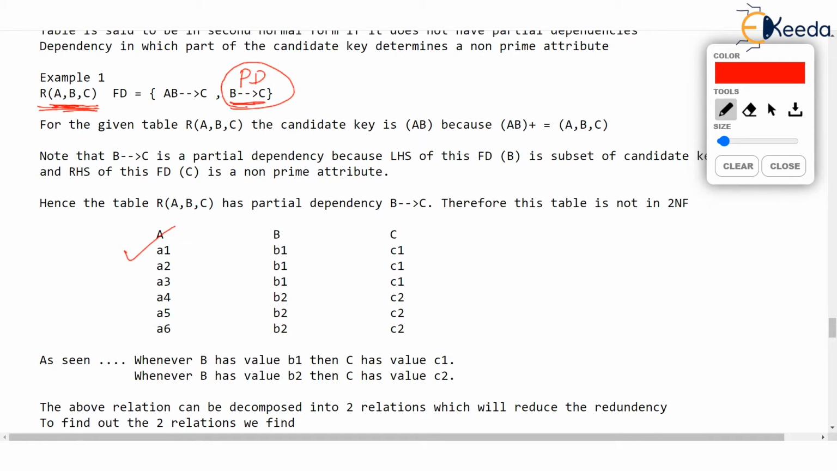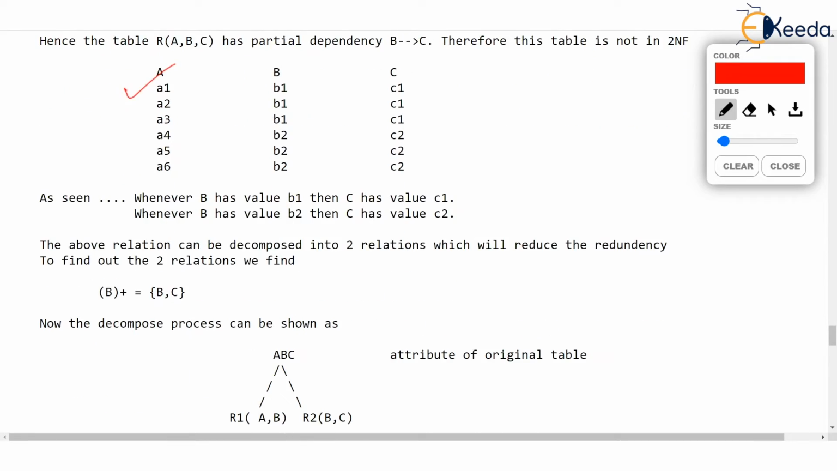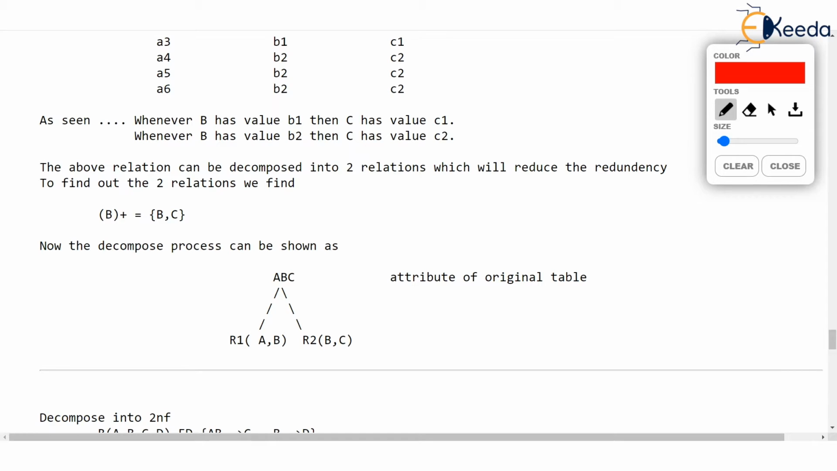We will see what it is. What we do, which two dependencies we have, I am writing again. AB determines C. This is fine. This is not partial because the left hand side is a complete candidate key.